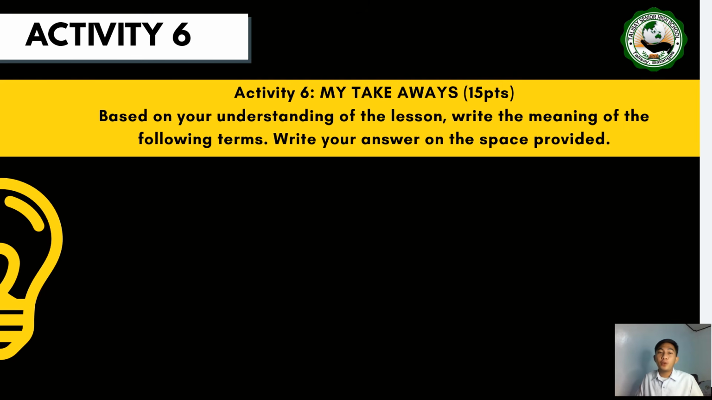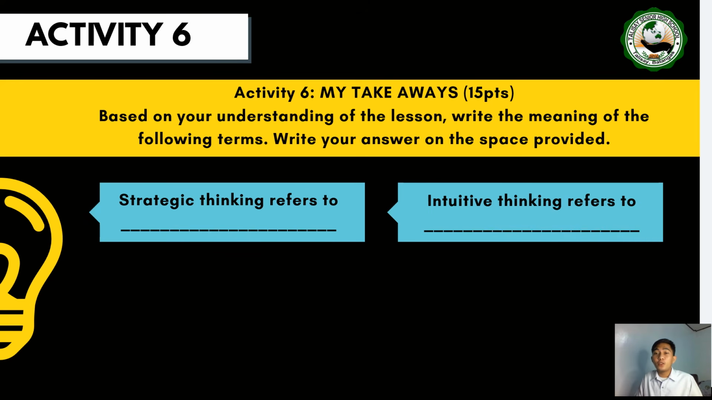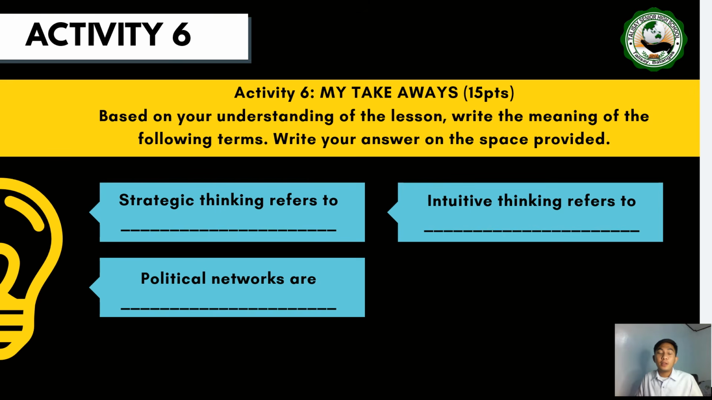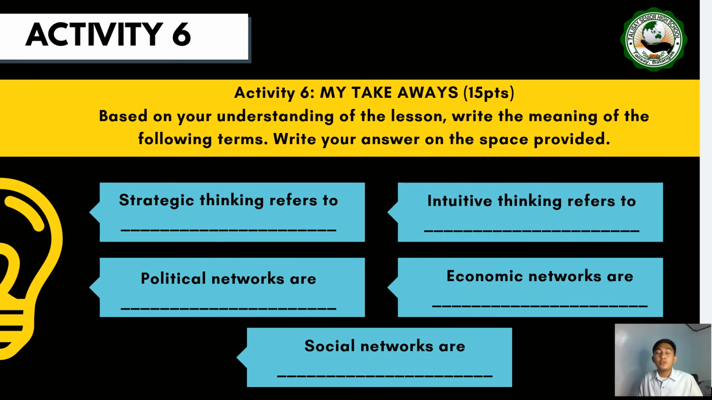Okay, activity 6, my takeaways. This is for 15 points. Now, based on your understanding of the lesson, write the meaning of the following terms. Write your answer in the space provided. First, strategic thinking refers to blank, okay, based on your own understanding and using your own words. So you're going to answer this. Intuitive thinking refers to blank. Political networks are blank. Economic networks are blank. Social networks are blank. Okay, you're just going to complete the statements.